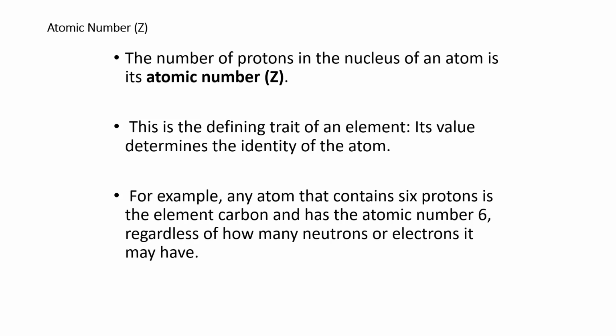Next week's lecture content, we will get into a little bit more of how elements are arranged on the periodic table and how atoms within those elements are structured. So all of this stuff is really important to take notes on so that you know it for next week. For example, any atom that contains 6 protons is the element carbon and has the same atomic number, 6, regardless of how many neutrons or electrons it may have.